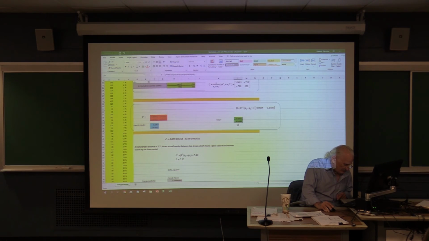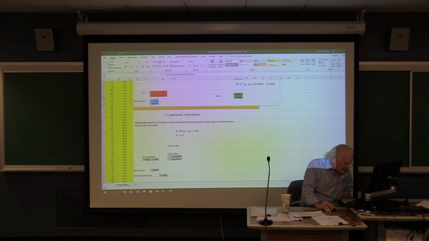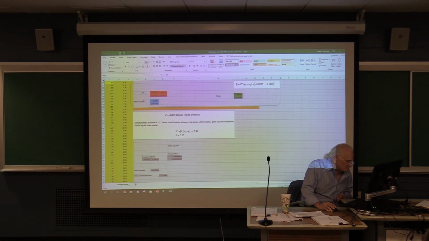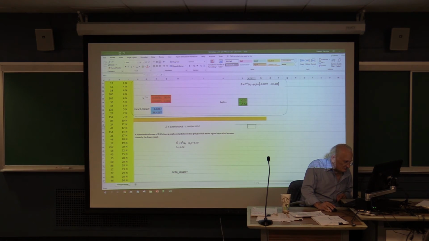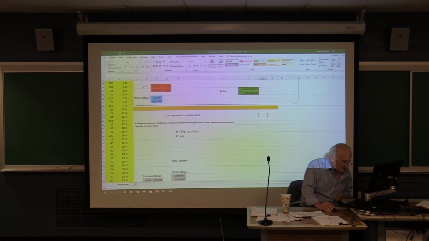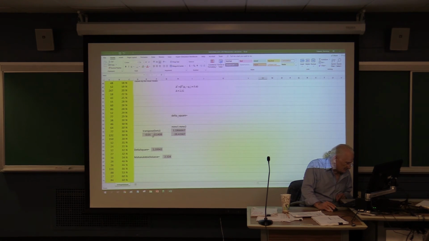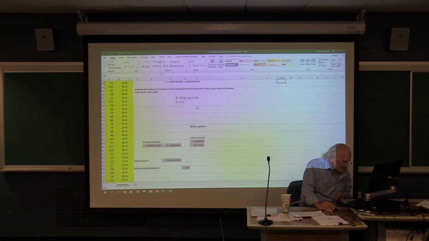And then you take the transpose of beta, so beta is negative. The transpose of this, negative 0.095 and negative 0.14. That's the transpose. And I multiply the transpose of beta times mu1 minus mu2. You get 540. And then you take the square root of that. That is the Mahalanobis distance.